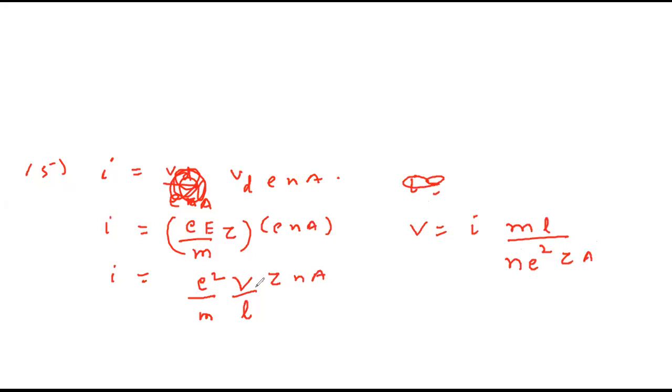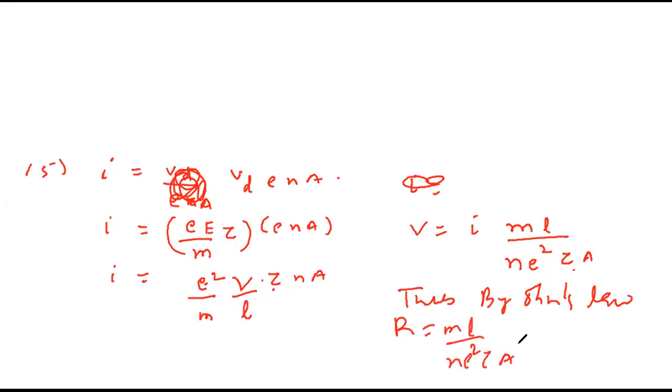m l, I took this side; e square tau nA will come down. Thus, this whole thing is called what? Resistance, no? Thus, by Ohm's law, R equals m l upon n e square tau A. So, can I say relaxation time is directly proportional to temperature? So R becomes inversely proportional to temperature.